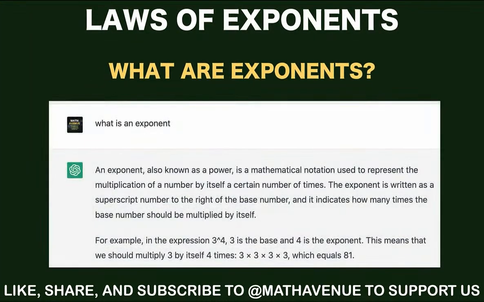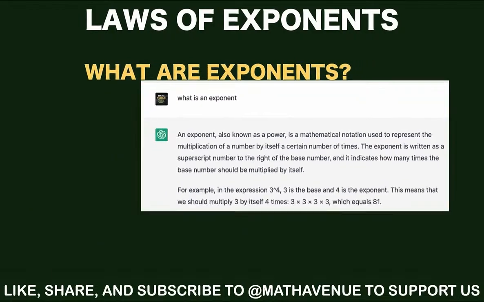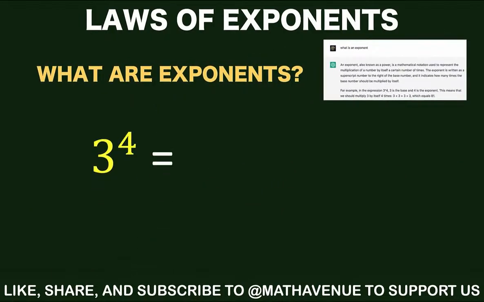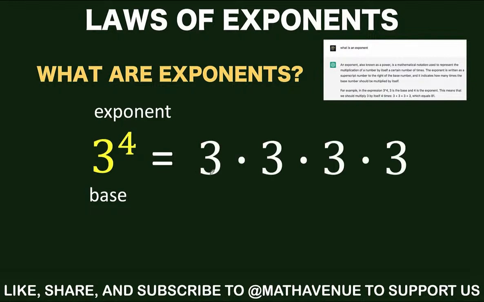Let's begin with the definition of exponent. According to ChatGPT, an exponent, also known as a power, is a mathematical notation used to represent repeated multiplication. For example, if you have 3 to the 4th, this 3 is what we call the base. This small number to the upper right-hand side of the base is what we call the exponent. And this 3 to the 4th means you multiply the base 4 times. So the exponent is the number of times you multiply the base by itself.